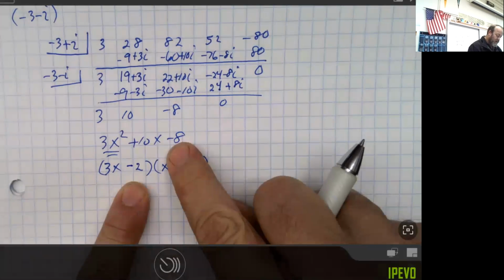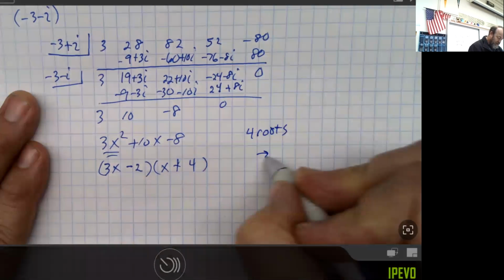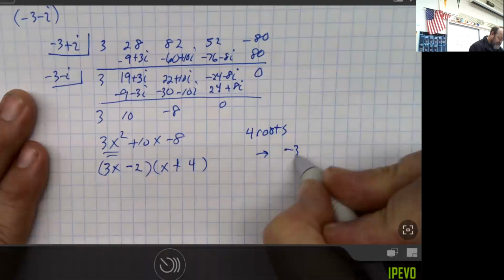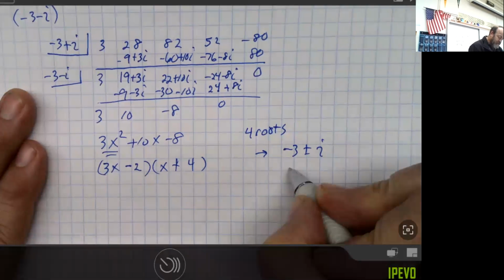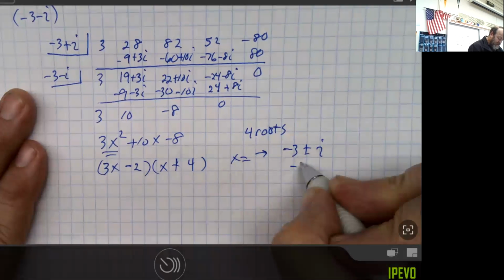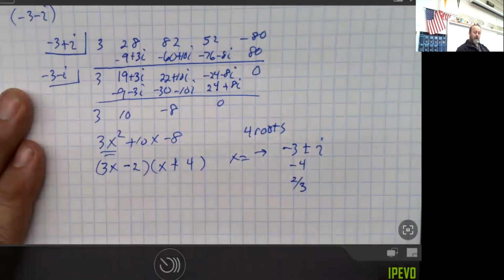So my 4 roots that fit what we have were negative 3 plus and minus i, that's 2 of them. We also had a root at x equals negative 4 and another root at x equals 2/3. And that would be all of those roots.